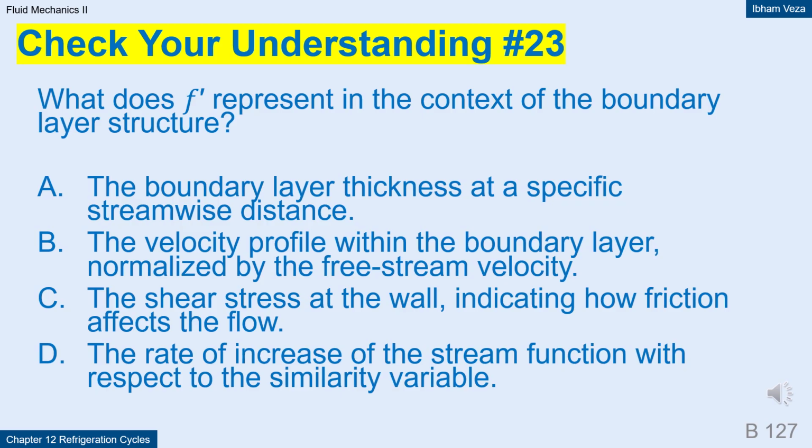Explanation of why other answers are wrong. A. The boundary layer thickness at a specific streamwise distance, incorrect because f prime represents the velocity profile, not the boundary layer thickness. C. The shear stress at the wall, indicating how friction affects the flow. Incorrect because f double prime, not f prime, corresponds to the shear stress at the wall. D. The rate of increase of the stream function with respect to the similarity variable. Incorrect because while f prime is derived from the stream function, it specifically represents the normalized velocity profile, not just the rate of increase.